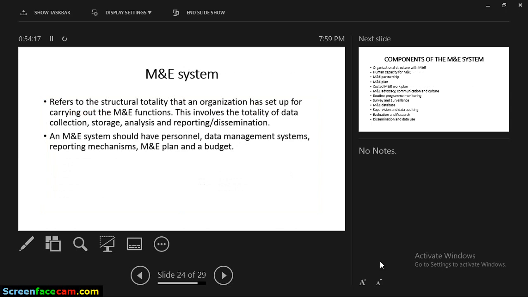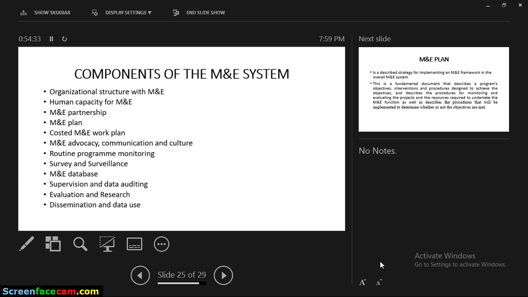Now, there is this thing called a monitoring and evaluation system. Setting up a monitoring and evaluation system is very, very expensive. You need more and more resources. So we are going to look at the components that are supposed to be there for it to be called a system.